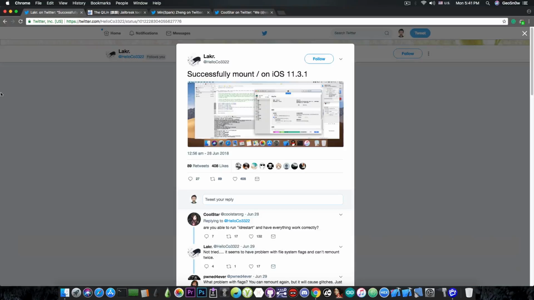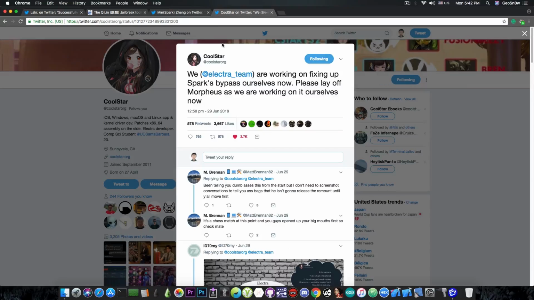Well, people like this are very important. This dude simply took the Chilin, integrated it with the exploit, and started messing around in order to find a way to remount, which is something very good, because up until now, we only had Jonathan Levin and the Electra team working on a remount or a bypass for the iOS 11.3.1. And for those of you who do not know, Coolstar said that they will be doing their own remount. He said in here, quote, "We, Electra team, are working on fixing up Spark's bypass ourselves now. Please lay off Morpheus as we're working on it ourselves now."